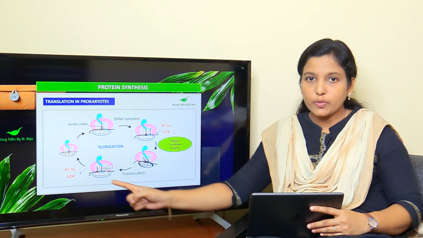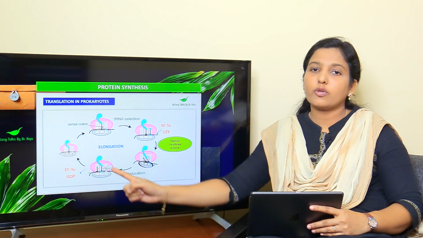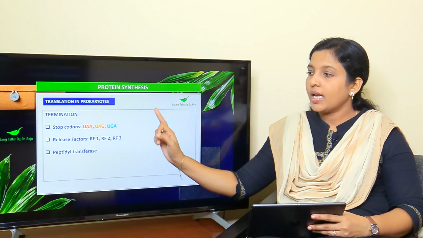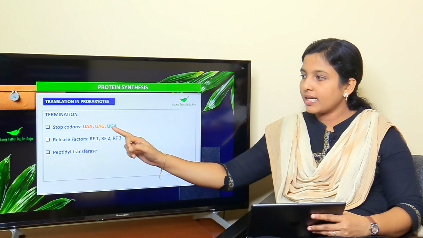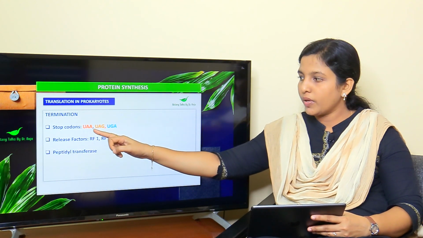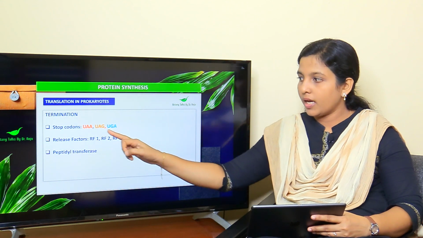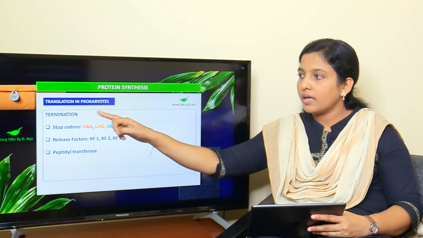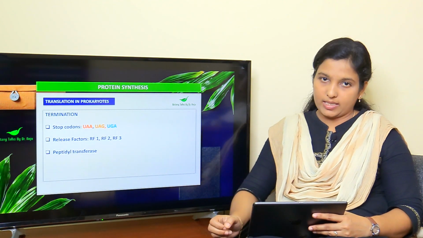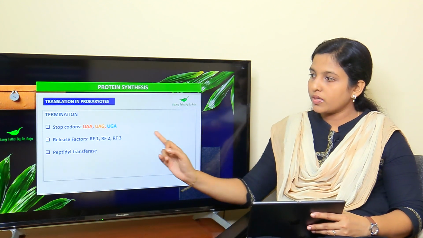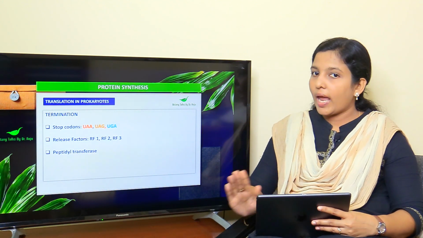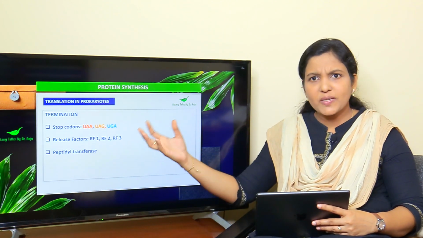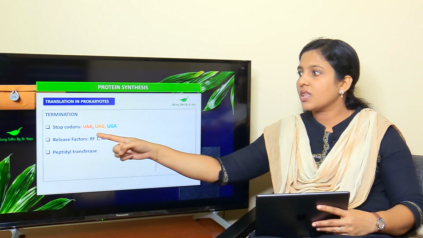This process will continue until the termination codon is reached. Next is the last phase, that is the termination. Termination is signaled by 3 stop codons, UAA, UAG and UGA, also called ochre, amber and opal codons. These codons mark the onset of termination of translation. When these codons are reached, there is no addition of amino acids. There is no tRNA specifying amino acids for these codons.